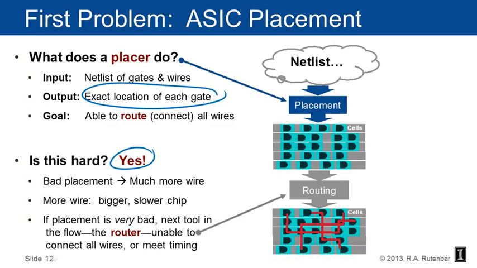And if the placement is extremely bad, the next tool in the flow, which is called the router, might actually be unable to connect all the wires or to meet the timing requirements of your chip. So placement is an extremely important task, very critical for us to get right. And so it's the first task we're going to focus on. So let's go talk about how we really do placement.